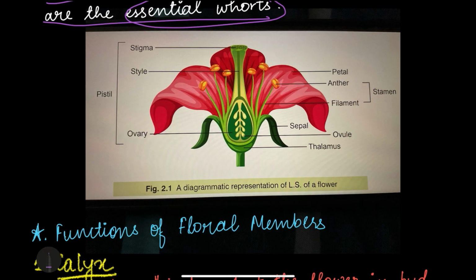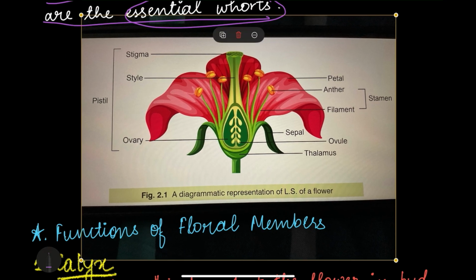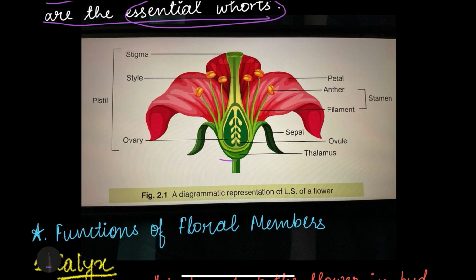This is the thalamus part. When we move inward we see the sepals, then the petals. Next we see the male reproductive part, which includes the anther and the filament. This is the stamen part, and we'll see it in detail. Then we see the pistil part, which includes stigma, style, and ovary. I hope it is clear to you.